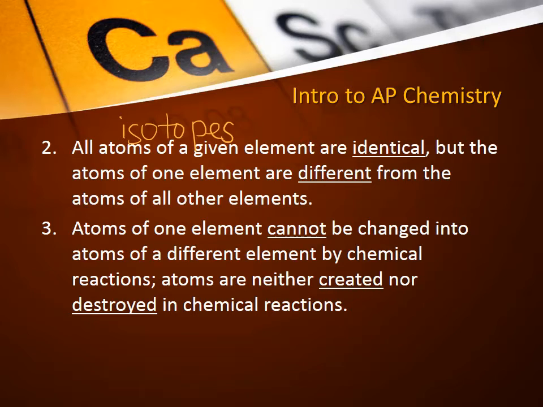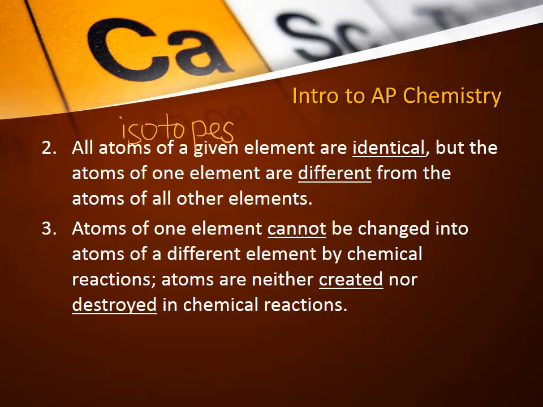This is where they have the same amount of protons, but different amount of neutrons. It's the same element, but they're not identical. So John Dalton tried, but he was wrong. And like postulate 1, it is important to know that he is wrong, but we will also discuss this more later. Thirdly, though, he says that atoms of one element cannot be changed into atoms of a different element by chemical reactions.